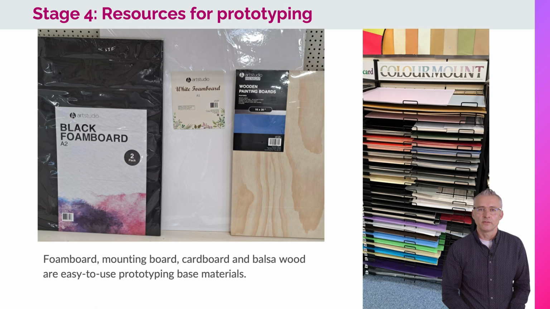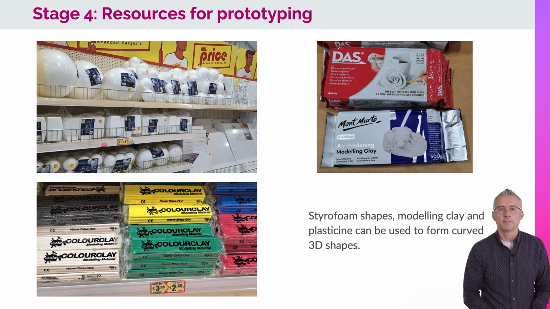Foam board, mounting board, cardboard and balsa wood are easy to use prototyping base materials. They can be cut out, layered and easily glued together into shapes and forms. Other materials like styrofoam shapes, modelling clay and plasticine can be used to form curved 3D shapes.